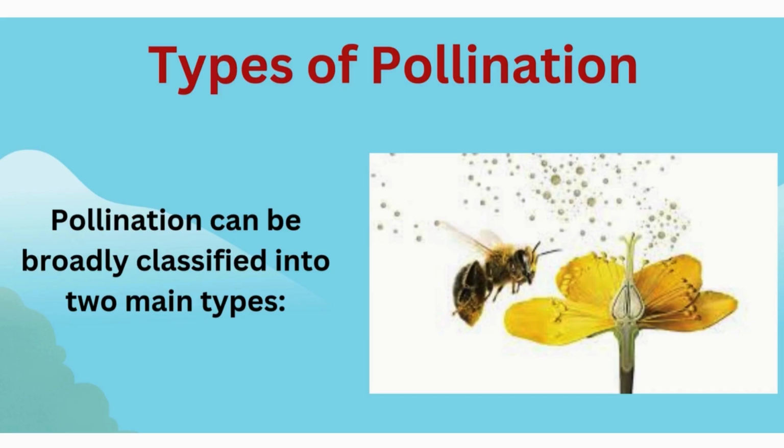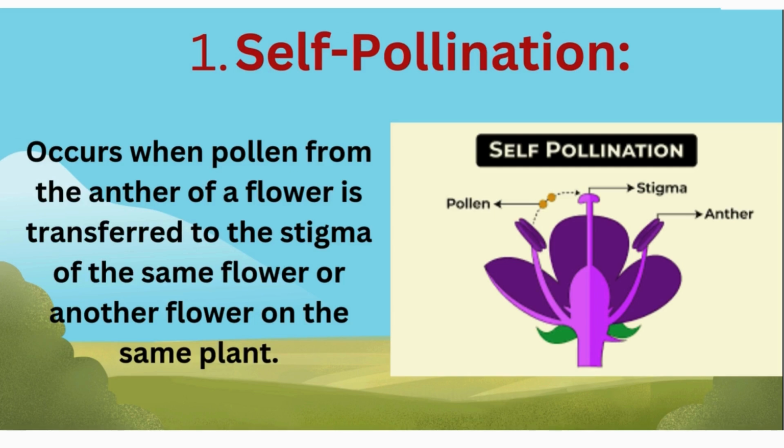So there are different types of pollination. Firstly, pollination can be broadly classified into two main types. The first type is self-pollination. Self-pollination can be defined as when pollen from the anther of a flower is transferred to the stigma of the same flower or another flower on the same plant. So this we call self-pollination.